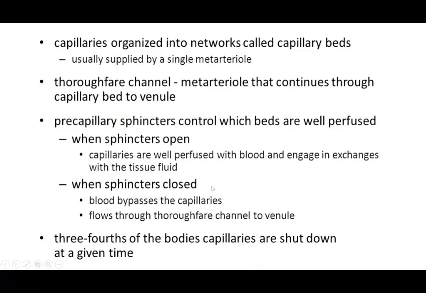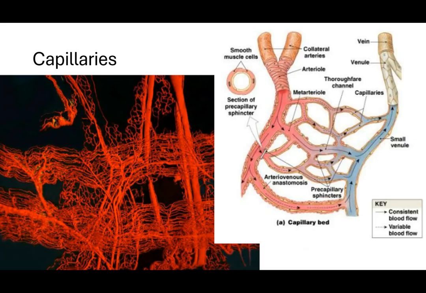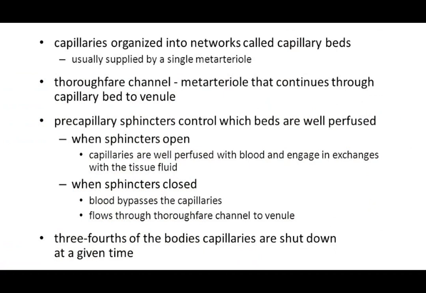So just kind of summarizing what I just said, right? Capillaries are organized into capillary beds. Cool. They're going to be supplied by a single metarteriole. Great. We have that thoroughfare channel that can bypass the capillary bed and direct blood right to the venule. Okay. We have the sphincters. You don't have to identify really anything like this. I wouldn't ask you, where's the thoroughfare channel? Where are the precapillary sphincters? I'm not going to ask you any of that. But just kind of be aware of it, right?